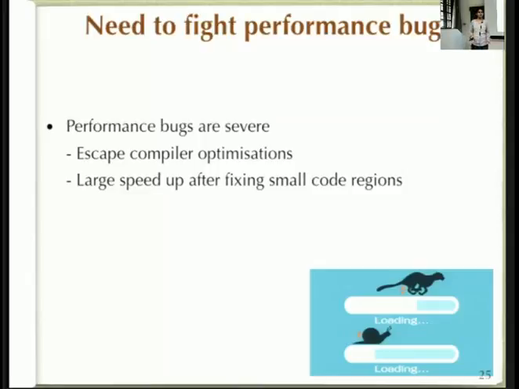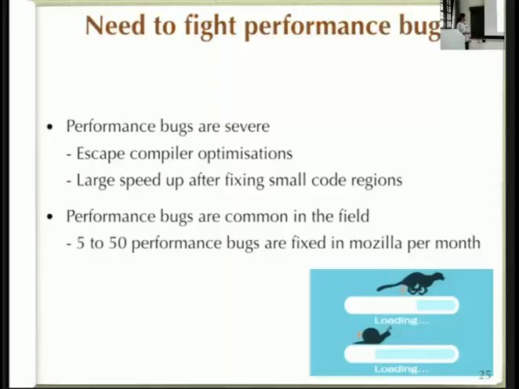What kind of compiler optimizations do you know? Correct. So such kinds of optimizations can be used. But when it comes to loops, it is not possible to use compiler optimization. Why? Because it is about the complete program, all the calculation, and the compiler generally optimizes locally, right? And performance bugs are very common in the field. About 50 performance bugs are fixed in Mozilla per month.